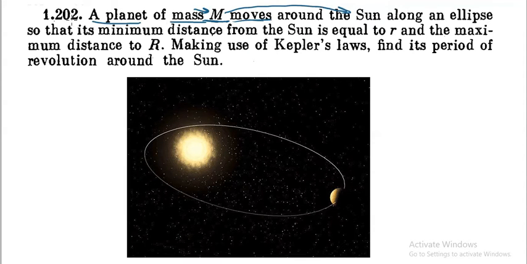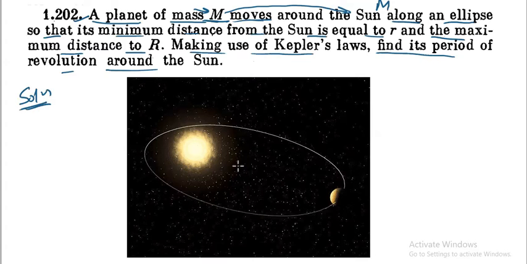So the question means that a planet of a particular mass, say small m, moves around the sun of capital mass M along an ellipse, so that its minimum distance from the sun is equal to r and the maximum distance is equal to capital R. Making use of Kepler laws, we need to find its period of revolution around the sun. So let me solve it.